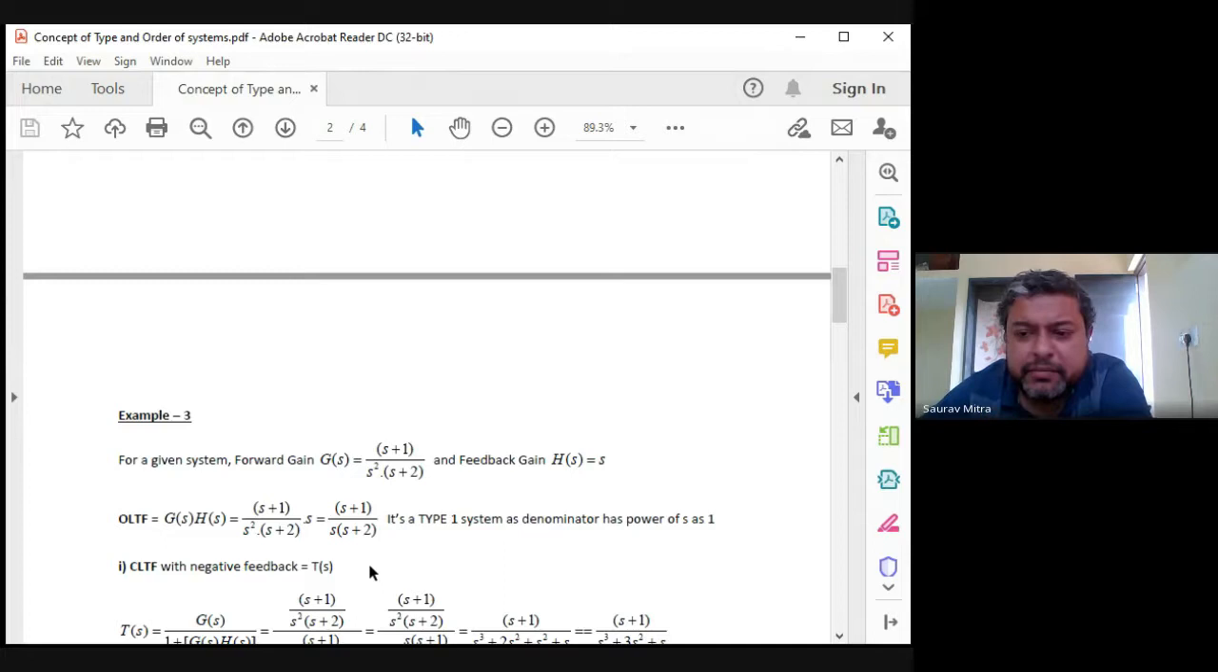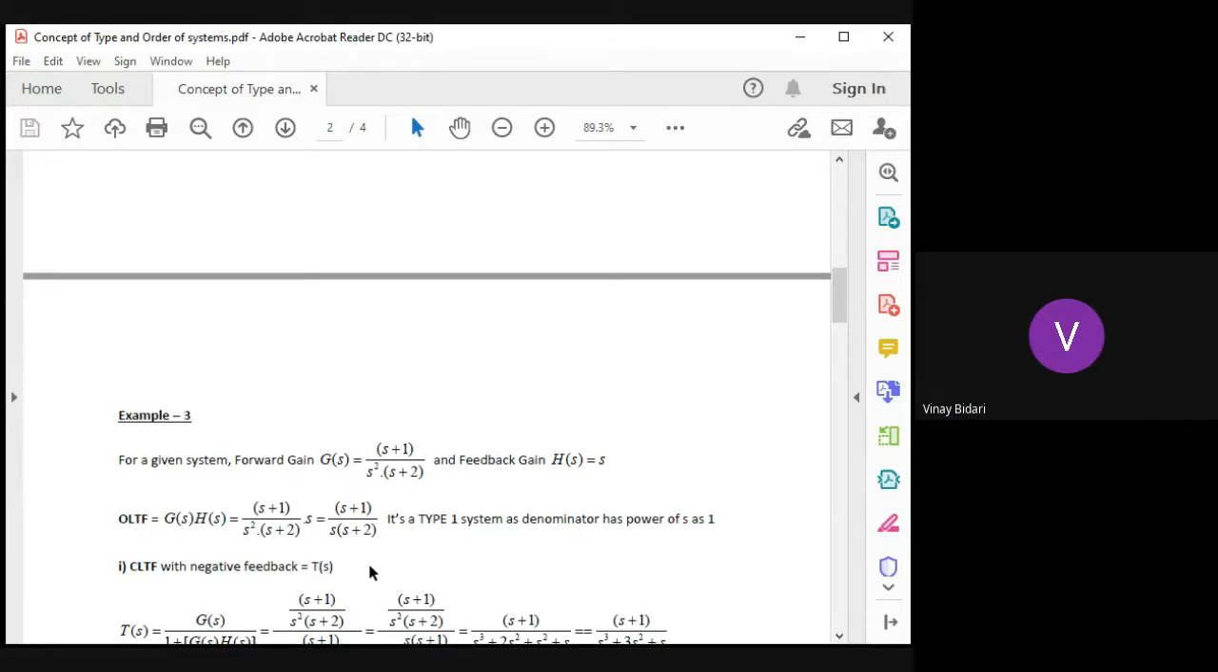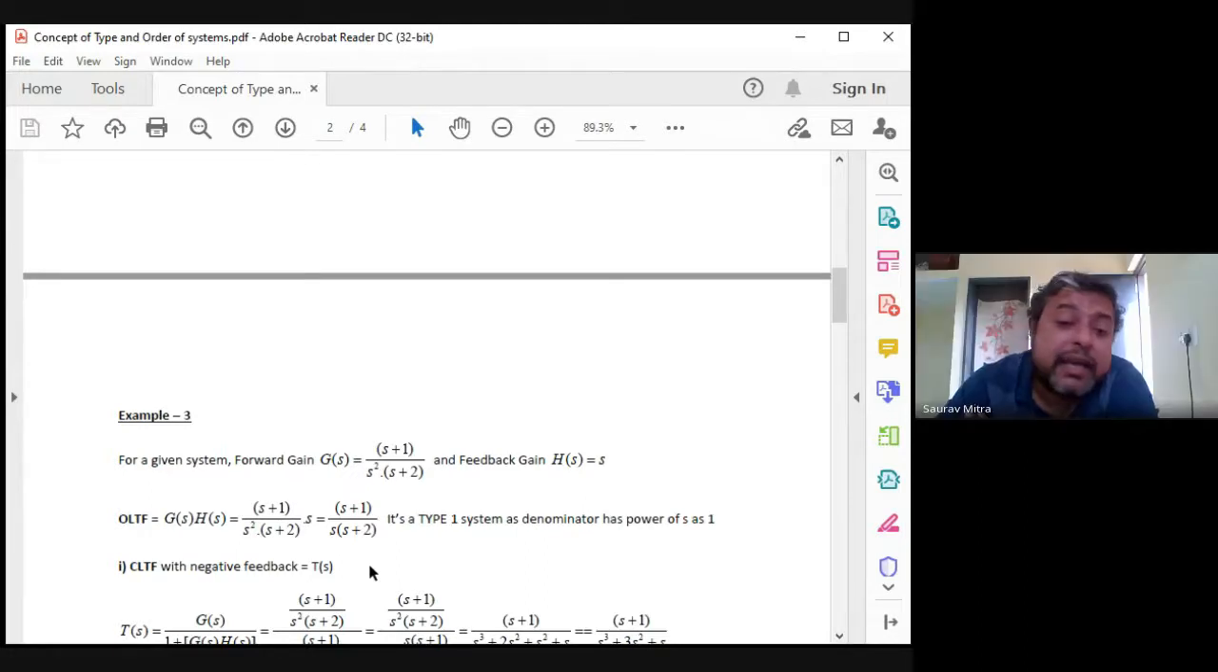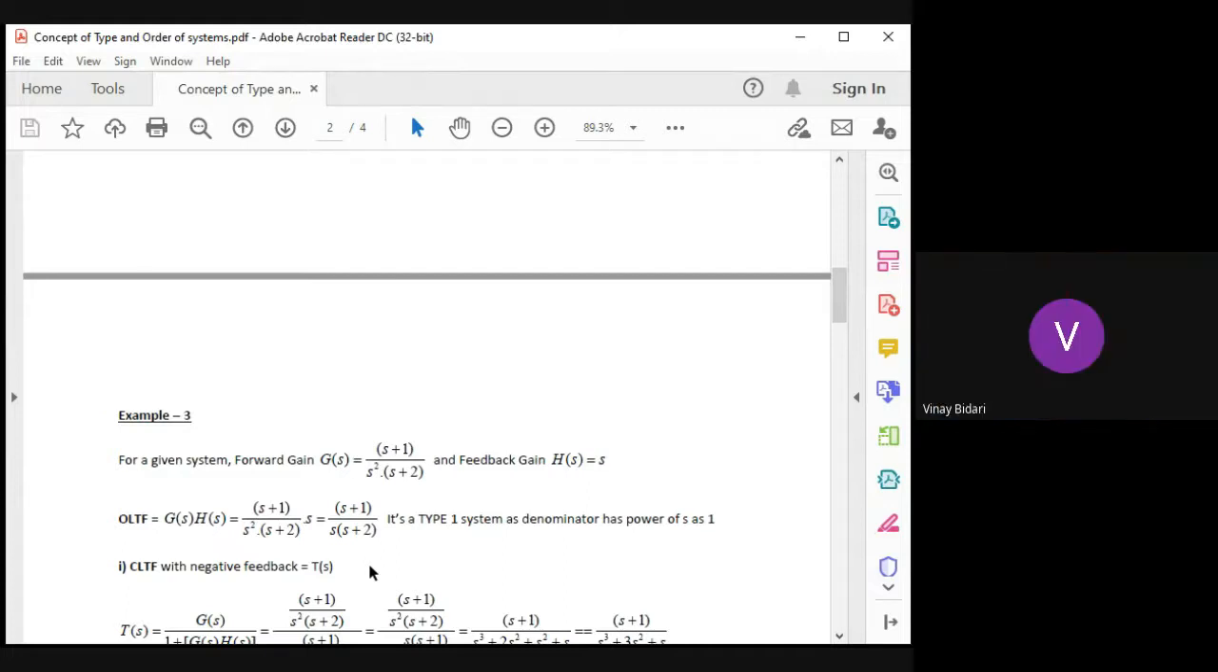समझ में आ रहा है अभी? Yes, sir. So what is the step of finding type of the system? Can you tell me in your language? G of S, H of S में एक S तो होना चाहिए, सर. एक भी ऐसा अगर नहीं है तो what is the type? 0. समझ में आ रहा है?